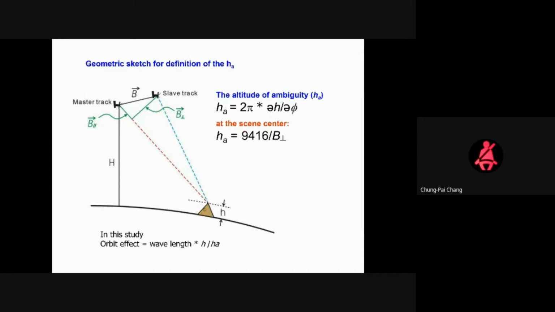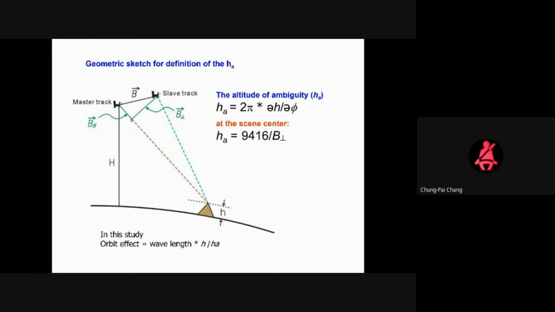So this is a mountain, a small mountain here. You have the elevation h. Okay. So you acquire the image of the mountain from this position, and then maybe 1 month later or several days later, you acquire another one here. We call it the master track and the slave track. And you can compare the baseline here.